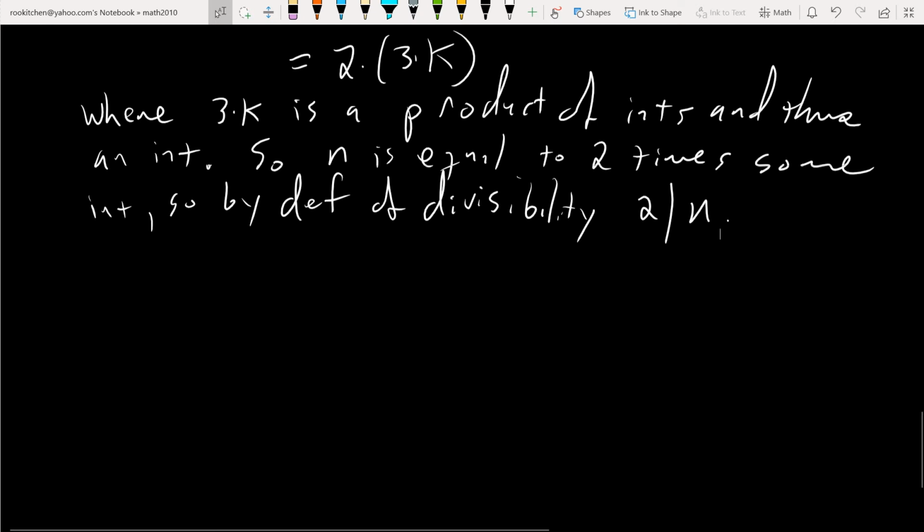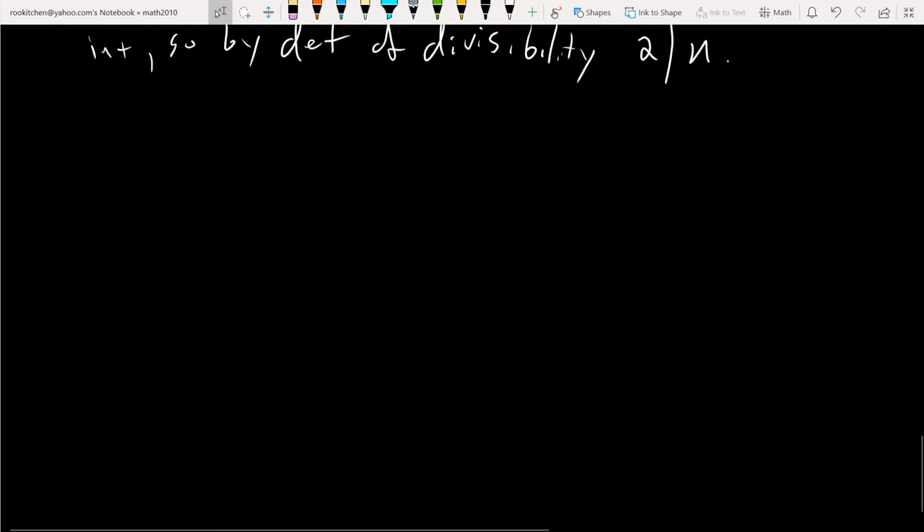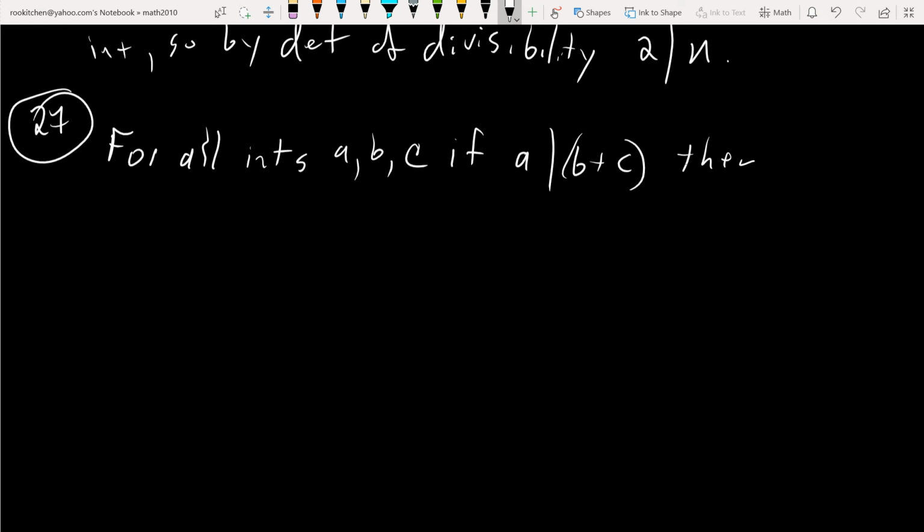All right, we've got another one. Let's try number 27. We have for all integers a, b, c, if a divides b plus c, then a divides b or a divides c.